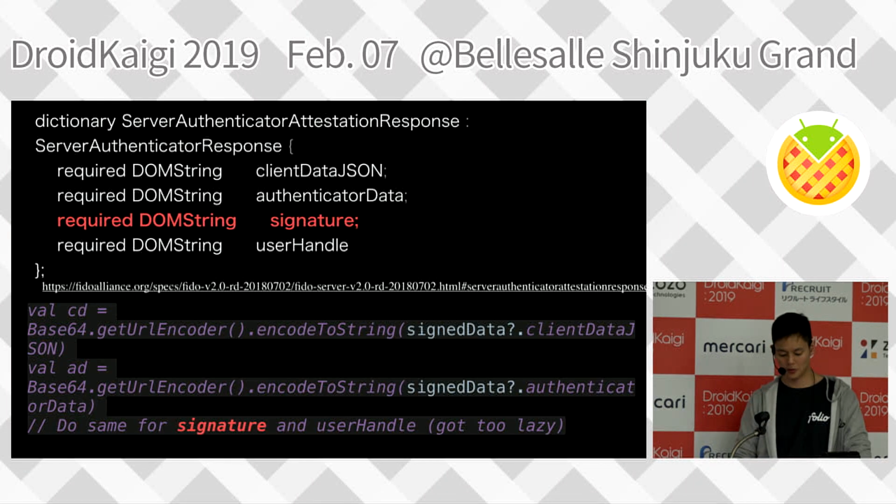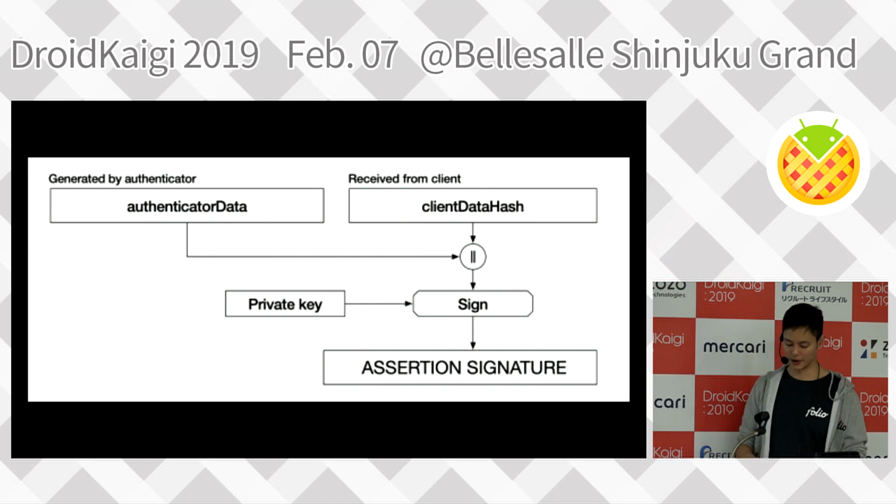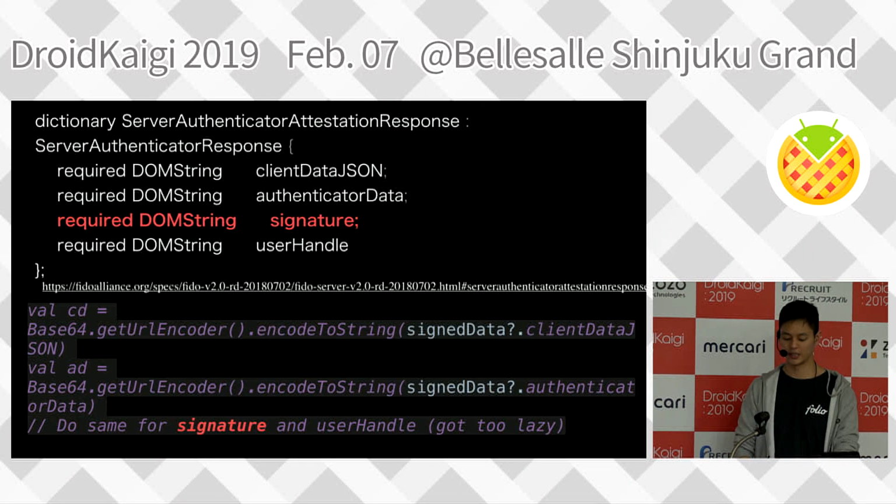Then this is a signature. Just like assertion, this signature is produced from the client data JSON. In this case, the key which signs this client data JSON is the private key generated by the user. That means the assertion public key, not the attestation public key. So this is the way it does it. It concatenates the authenticator data and the client data together, and the assertion private key signs over it and produces this signature.